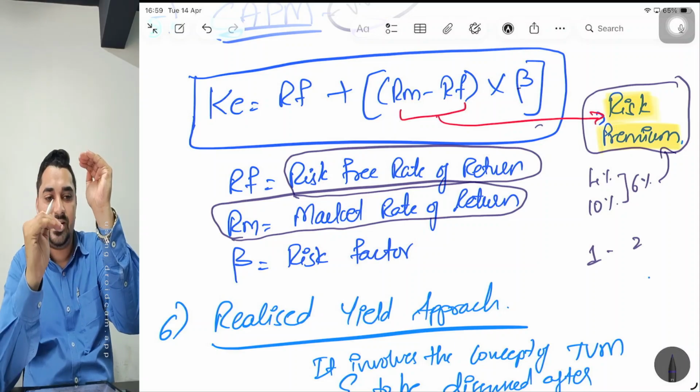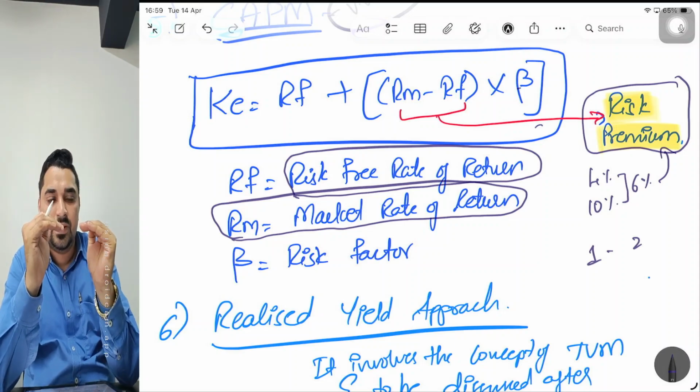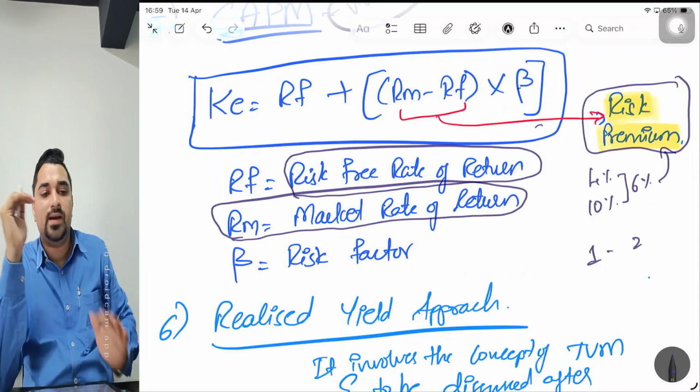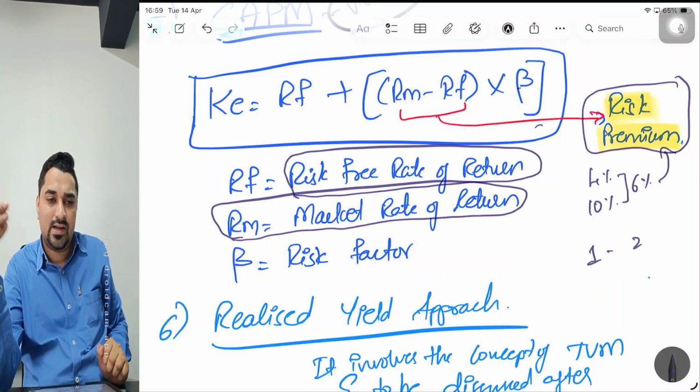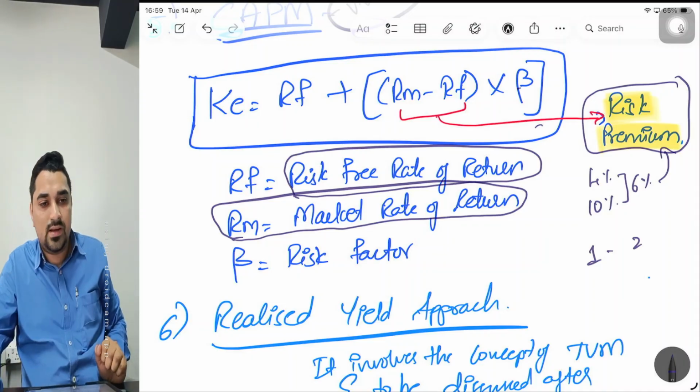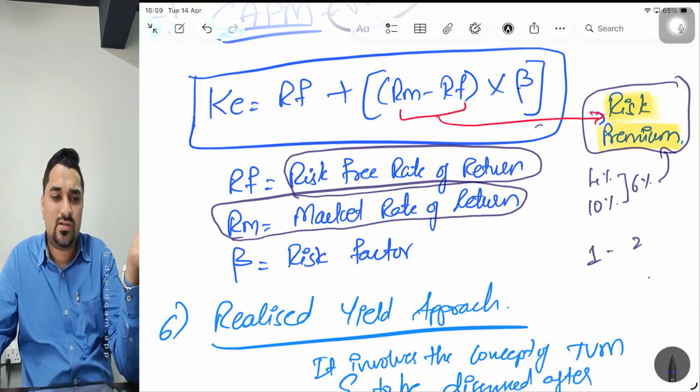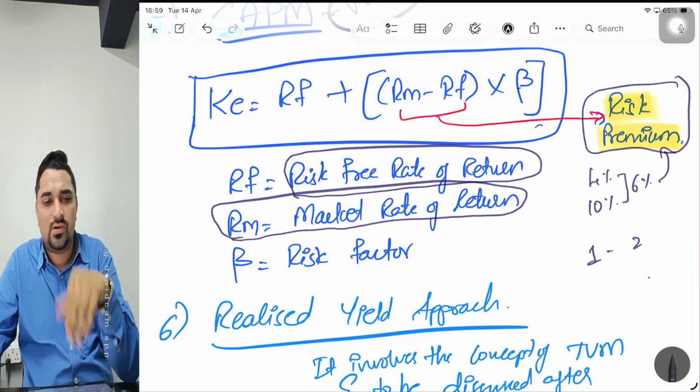If market falls by 10% and my company's beta is 2, it means my company share price will fall by 20%. Again, thumb rule, high risk, high returns. Higher the beta, higher would be the risk and also higher would be the returns. And what is the expectation of equity shareholder? If he's taking more risk, he wants more returns and his expectation will be my cost.